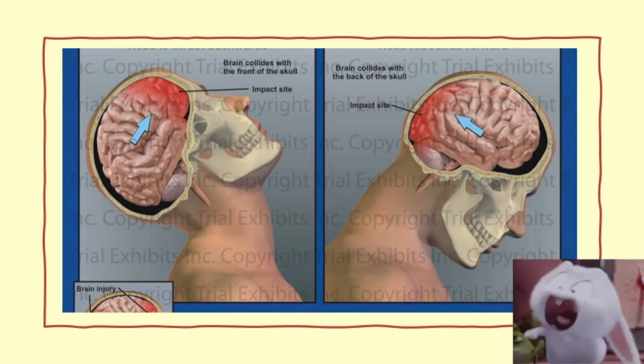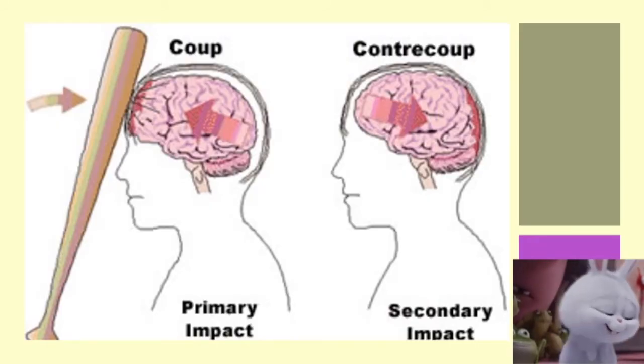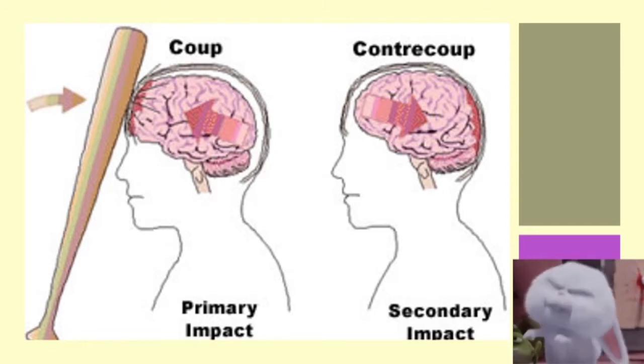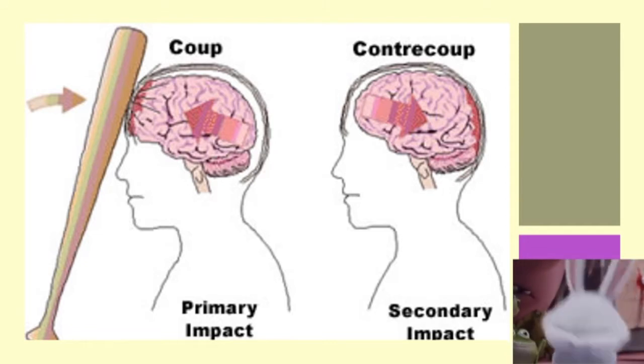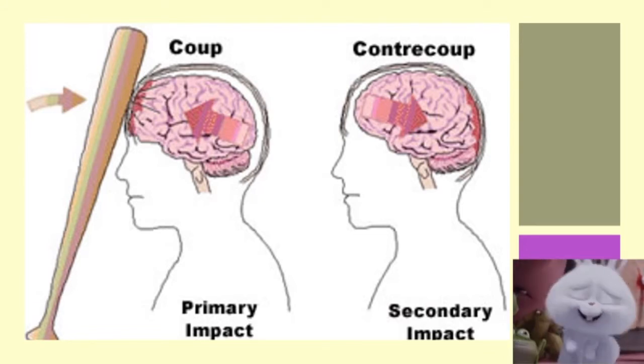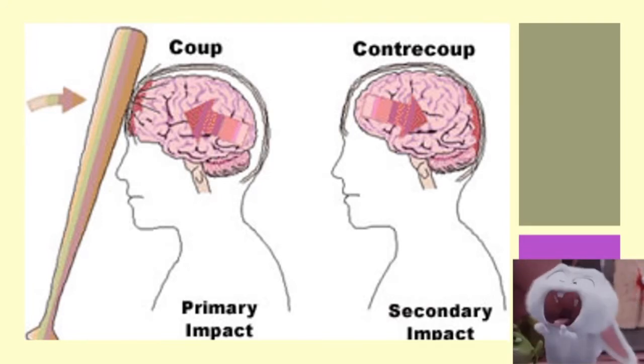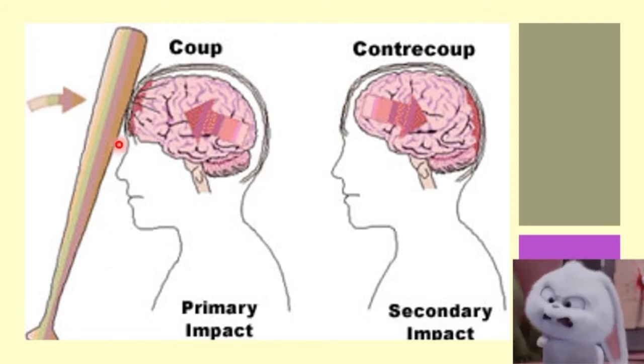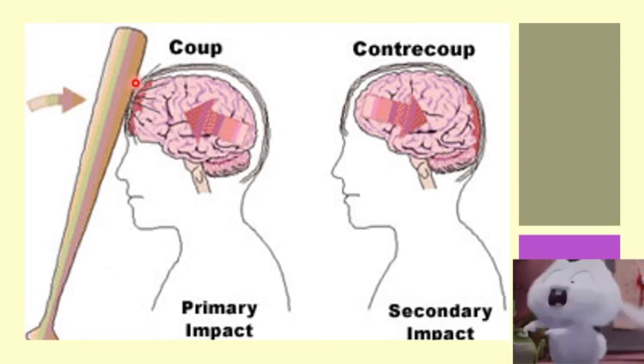Okay, so you also have the term coup counter coup. Class, your coup counter coup is oftentimes referred to also as your acceleration deceleration injury. This happens when the head hits an object and the brain rebounds within the skull. So there are two injuries that will occur. One would injure at the point of impact, and that's why it's referred to as coup. In this example, you can see that the impact is on this side of the head. That's where the coup injury occurred.